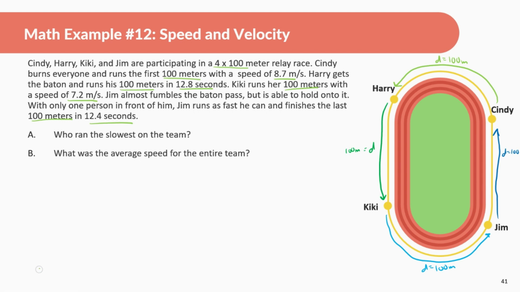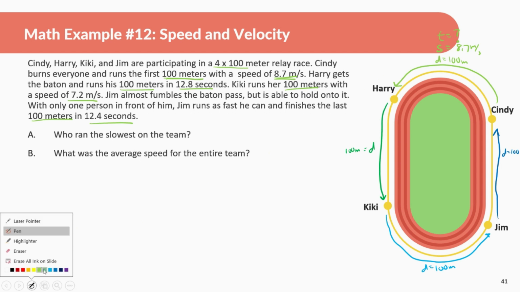Start with Cindy. So we know that Cindy burns everyone, runs the first 100 meters with a speed of 8.7 meters per second. So her speed is equal to 8.7 meters per second. Okay, we know her speed. It doesn't seem like we know her time, so I'm just going to put time, question mark here. Even though it doesn't seem to ask for it, I'm just going to write that down for now.